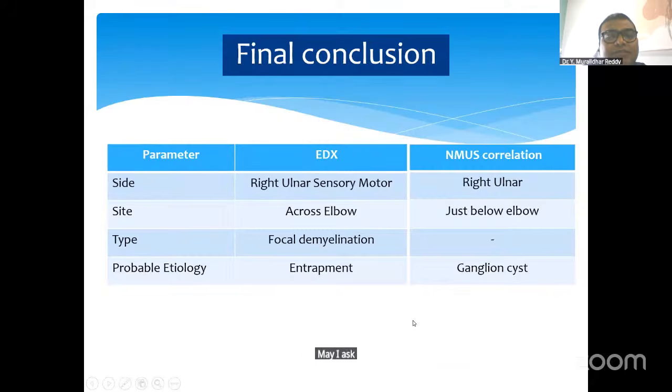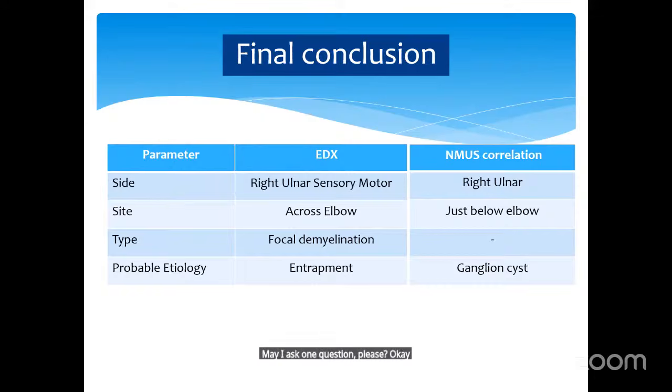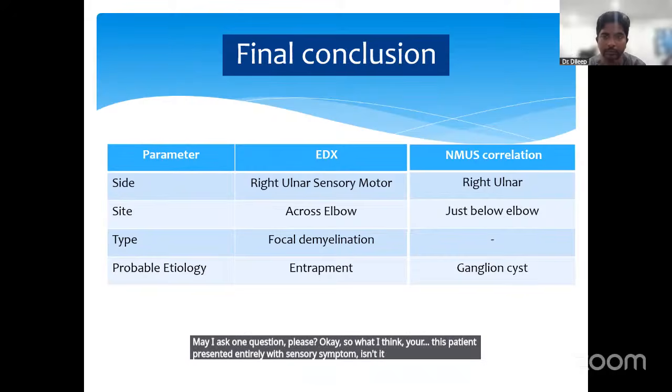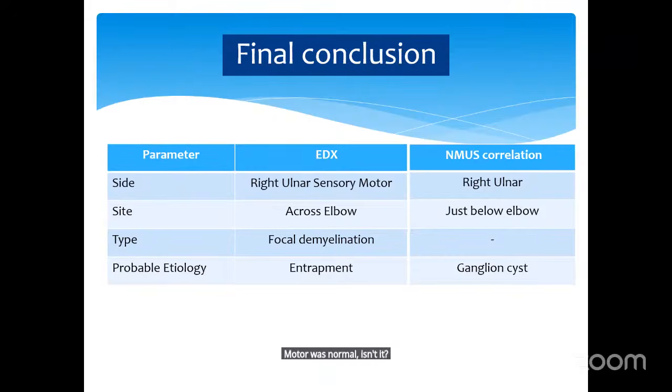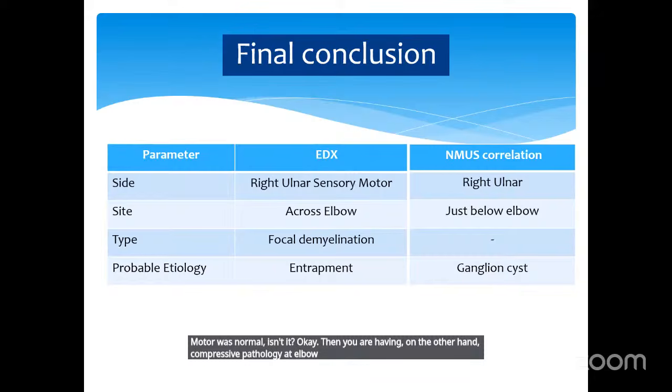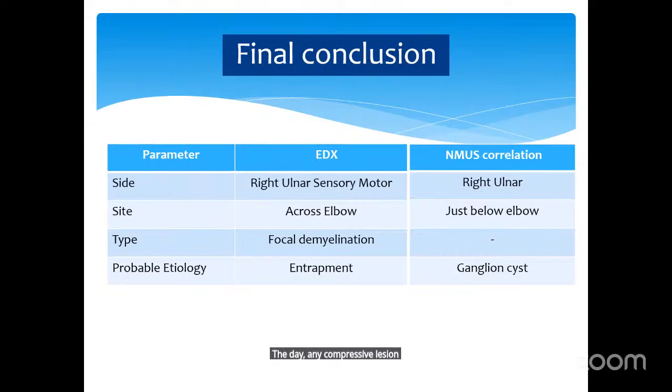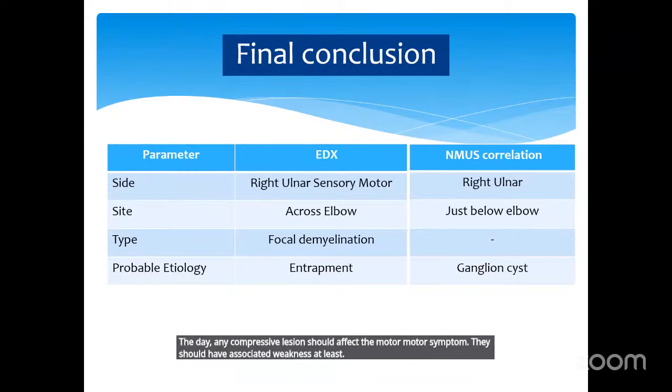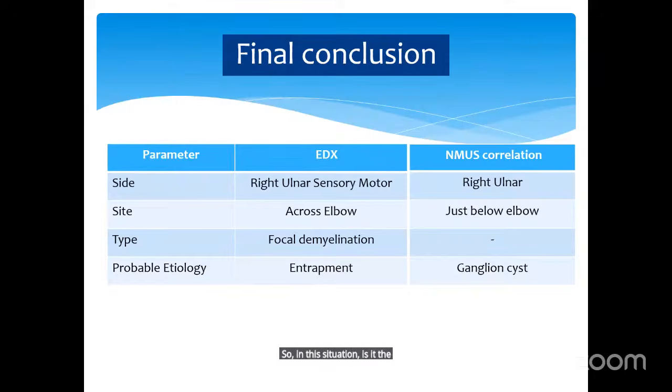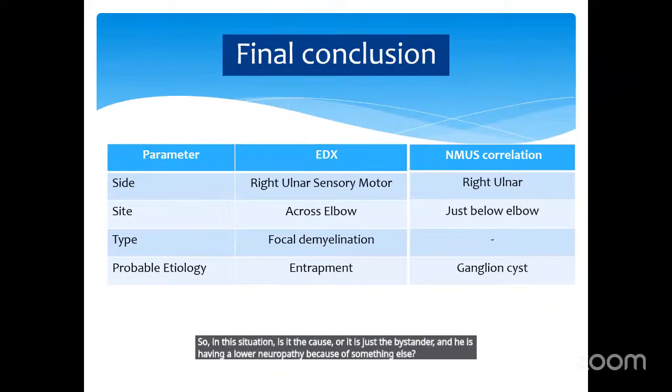May I ask one question, please? This patient presented entirely with sensory symptoms, isn't it? Motor was normal, isn't it? Yes, ma'am. Then you have, on the other hand, a compressive pathology at the elbow. So how can we explain this? Usually motor fibers are larger fibers, so any compressive lesion should affect motor function. They should have associated weakness at least. So in this situation, is it the cause, or is it just a bystander and he is having ulnar neuropathy because of something else? That raises questions.